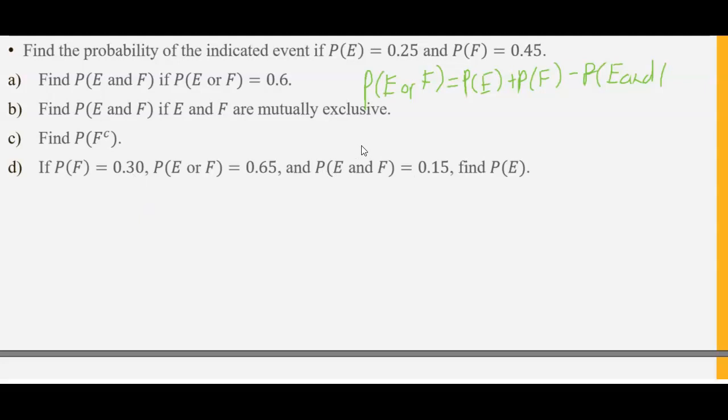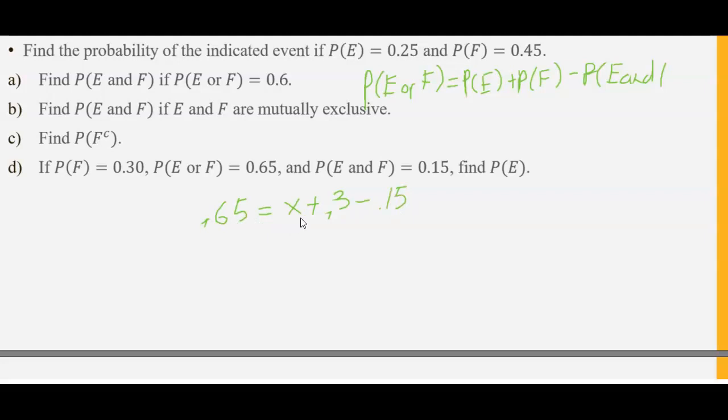So again, I'm going to replace the numbers where they go. 0.65 is equal to the probability of E, which we don't know, so that's going to be our X, plus the probability of F, which is 0.3. Sorry guys, my 3 is just not working today. Minus their intersection, which is 0.15.